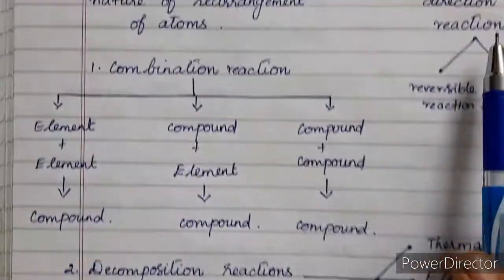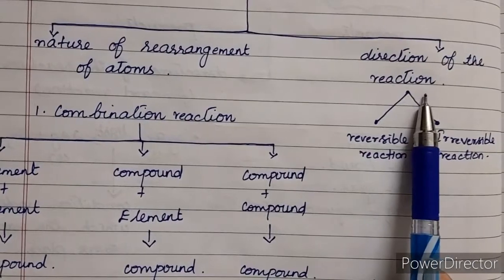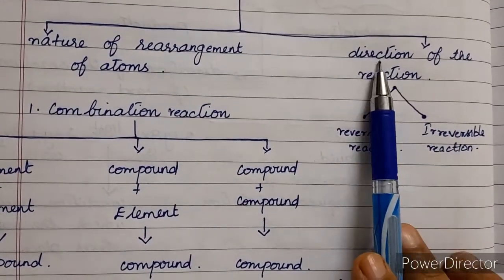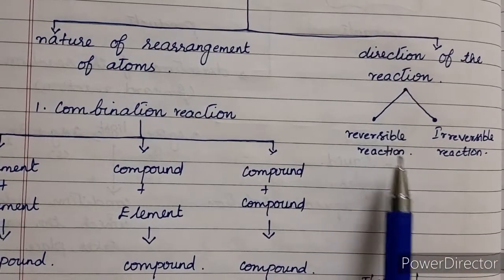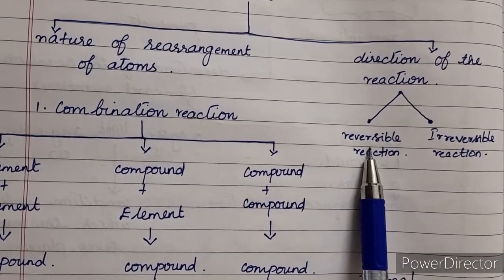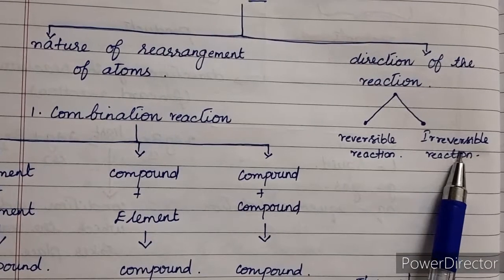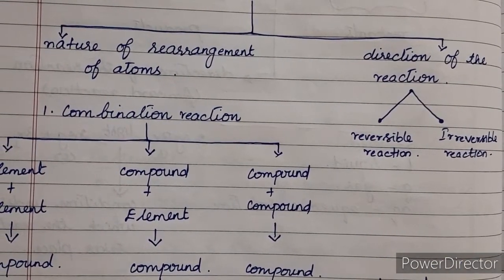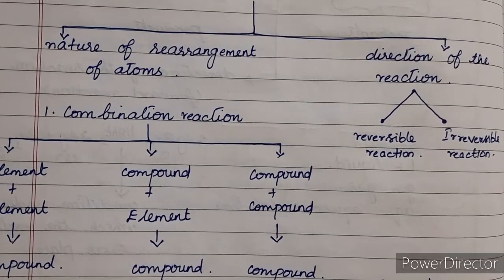The next we'll see the classification based on the direction of the reaction. Now based on the direction of the reaction, it is classified into reversible reaction and irreversible reaction. Now we are going to discuss each and every type of the chemical reaction.